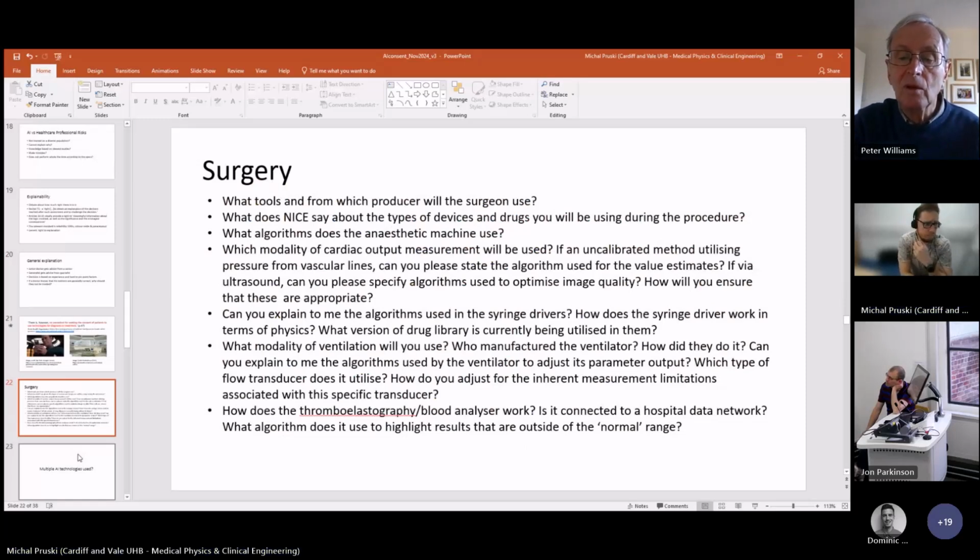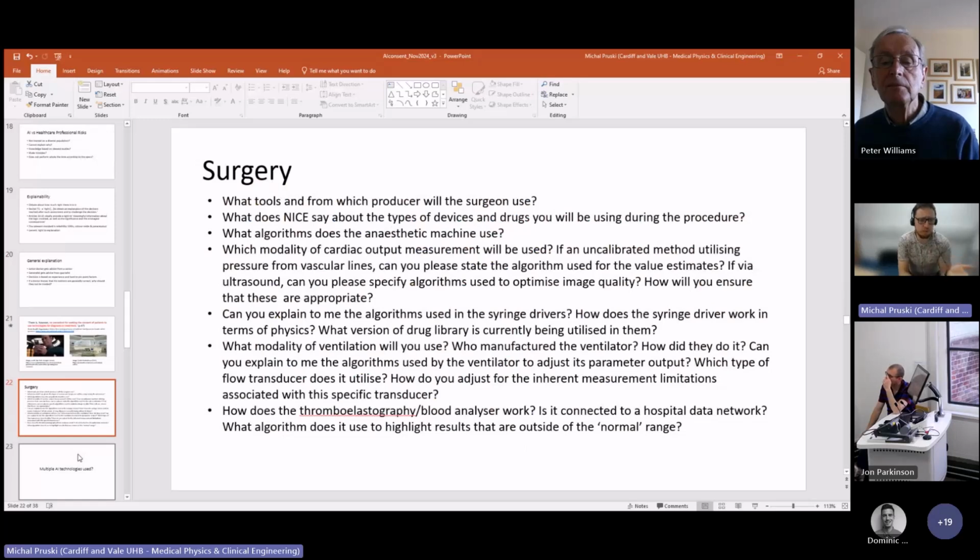And there are multiple technologies that are used during this process. From the tools that the surgeons use, do patients tend to inquire about them? Do they tend to ask, how much evidence has NICE got on the use of these devices or drugs during those procedures?